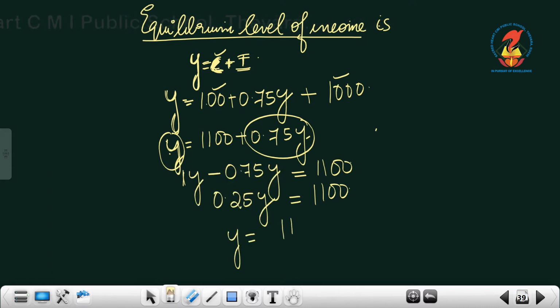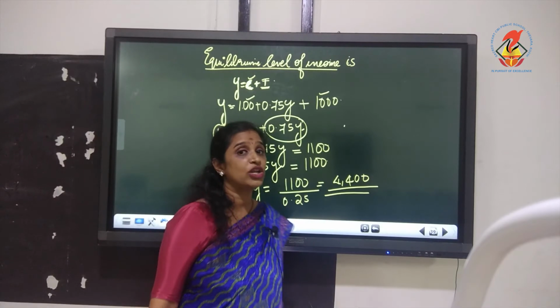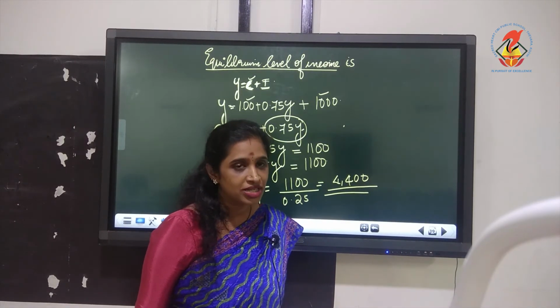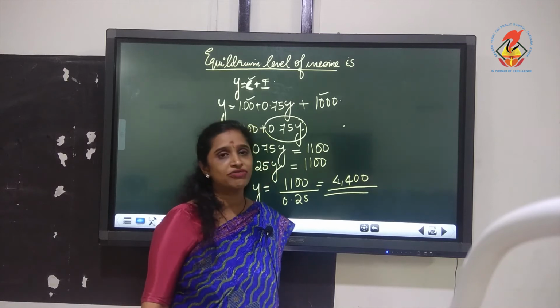Now how can you find out Y? Therefore Y is equal to 1100 divided by 0.25. So when you divide it, you will get 4400 as the answer. So what is the value of Y here? The value of Y is 4400. This is how you find out the value of Y.